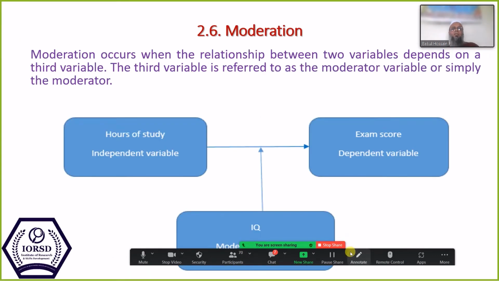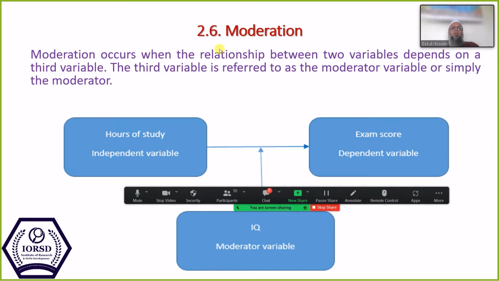See, this is another. This is a moderation. What is moderation? Here IQ is the moderator. Moderation occurs when the relationship between two variables depends on a third variable. The third variable is referred to as the moderator variable or simply the moderator. Suppose IQ is the moderator which influences the relationship between hours of study and exam score. Actually, hours of study and the exam scores depend upon the student's IQ level.